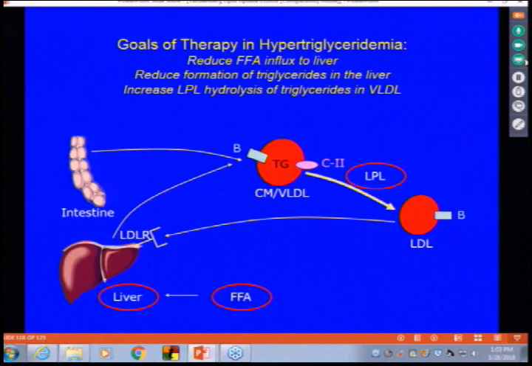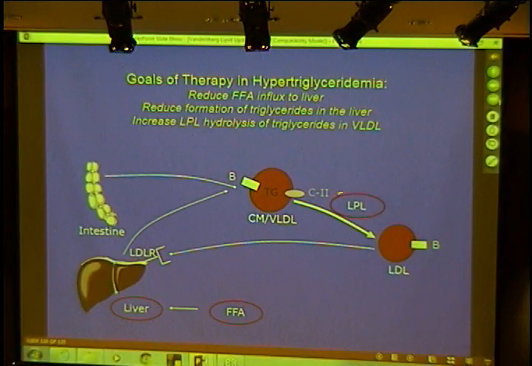The easiest way, at least for me, to think about how to approach combination drug therapy in a patient who has high triglycerides is the point of attack. And so we have three targets of therapy. One is reduce the lipoprotein lipase. We want to reduce the fatty flux to the liver. Niacin is really useful for that.